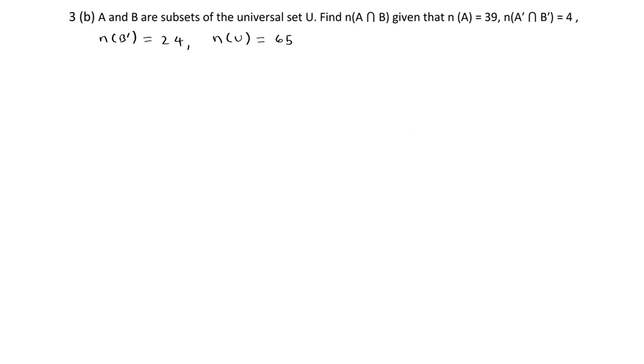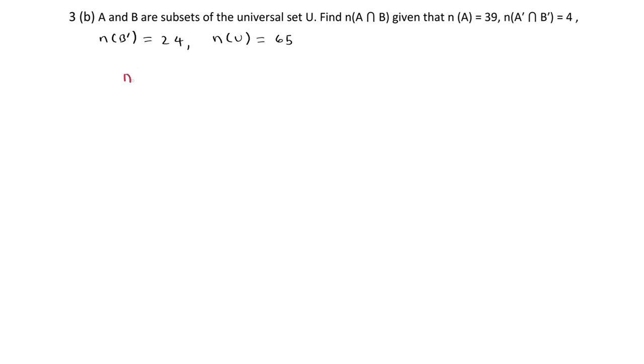Part B of the question: A and B are subsets of the universal set U. Find the number of A intersection B, given that the number of A equals 39, the number of A complement intersection B complement equals 4, the number of B complement equals 24, and the number of the universal set equals 65. Okay, so this is a set problem.